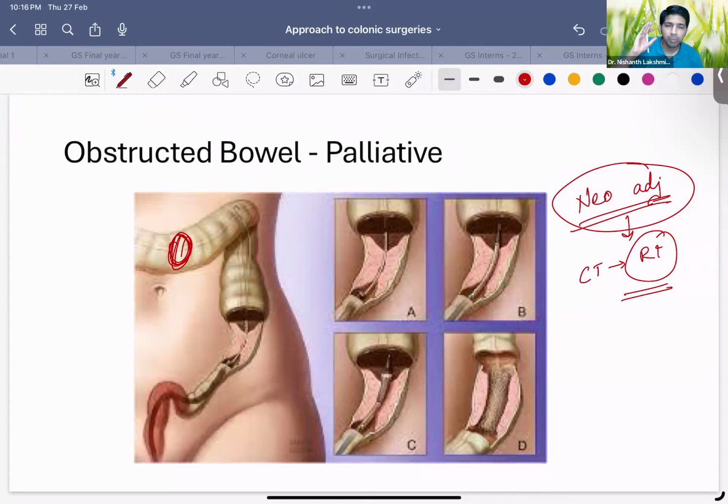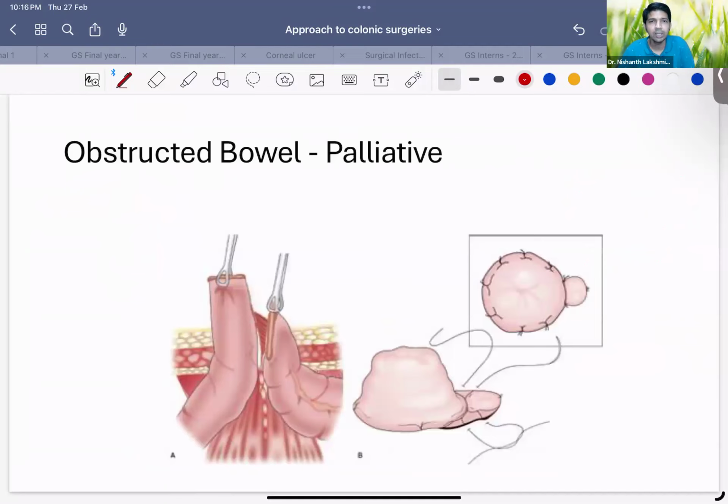Okay, along with chemo, predominantly radio. That also you have short course, long course. We'll not get into it. Please read up. That is not under the purview of this particular topic.